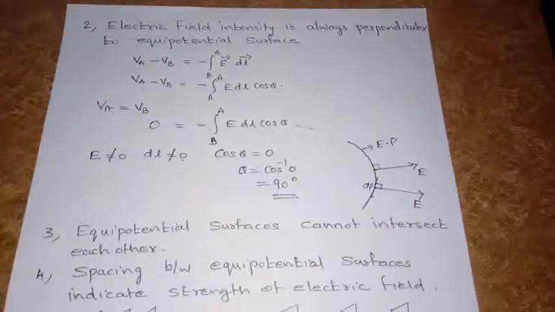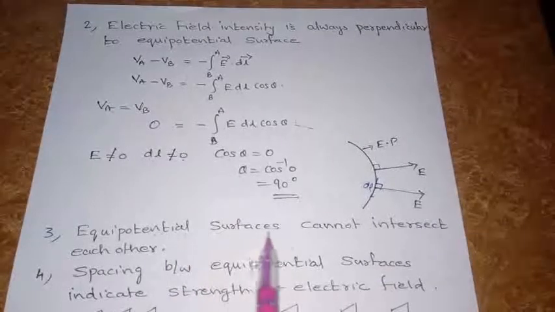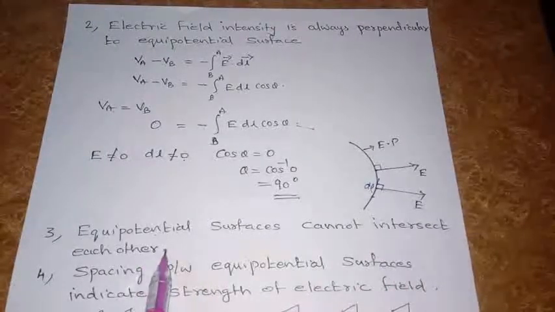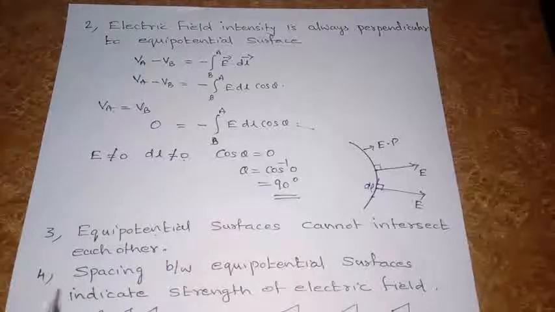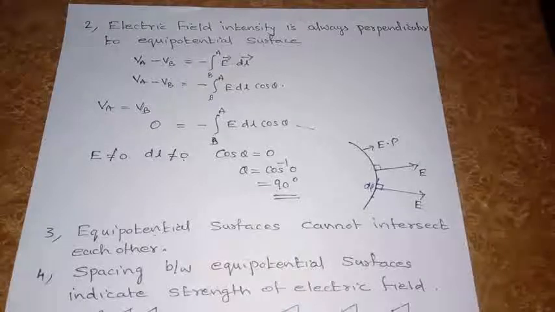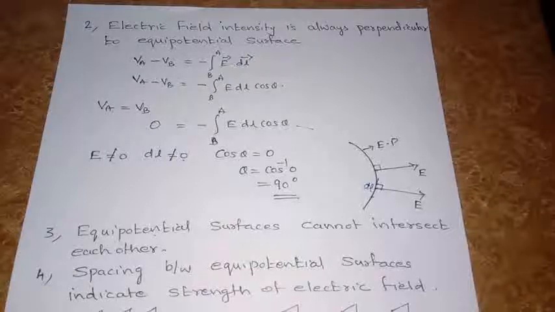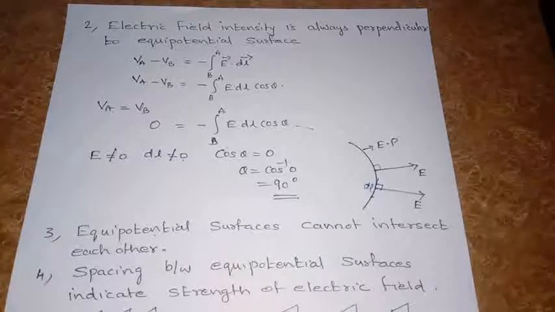The next property you can read like this: equipotential surfaces cannot intersect each other. What happens if they intersect? If they do so, that means at the point of intersection, the same point will have two potentials. That is impossible. The same point must have only one potential. Therefore two equipotential surfaces will never intersect each other.